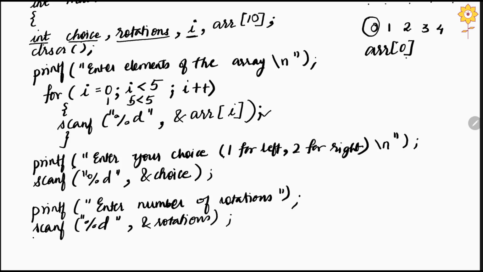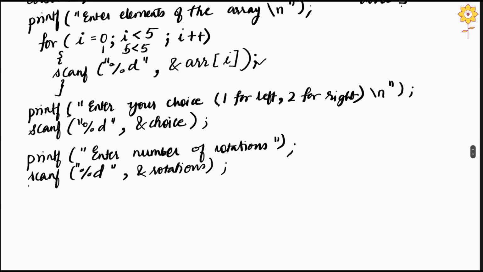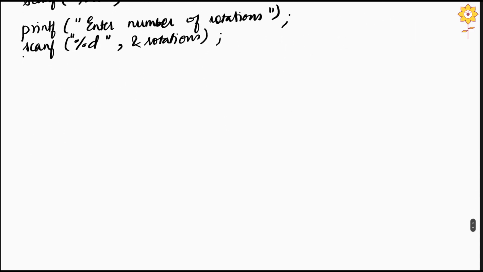Okay. So, now we have taken the choice, we have taken the number of rotations they want, and we have also taken the elements of the array. So, everything that we needed is with us now. Now, let us start the operation of doing the left or right rotation. Now, the user will either choose 1 or 2, correct. So, for that we will be using if else if ladder.